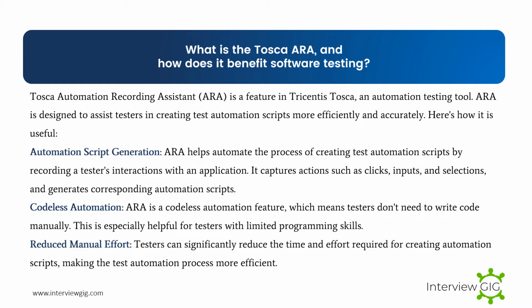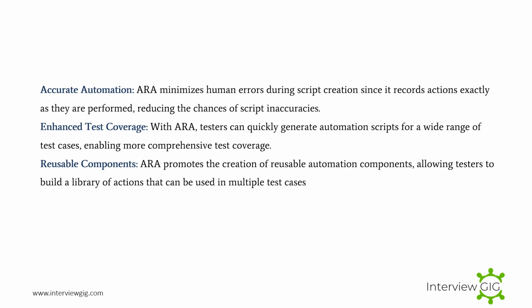Reduced manual effort: testers can significantly reduce the time and effort required for creating automation scripts, making the test automation process more efficient. Accurate automation: ARA minimizes human errors during script creation since it records actions exactly as they are performed, reducing the chances of script inaccuracies. Enhanced test coverage: with ARA, testers can quickly generate automation scripts for a wide range of test cases, enabling more comprehensive test coverage.